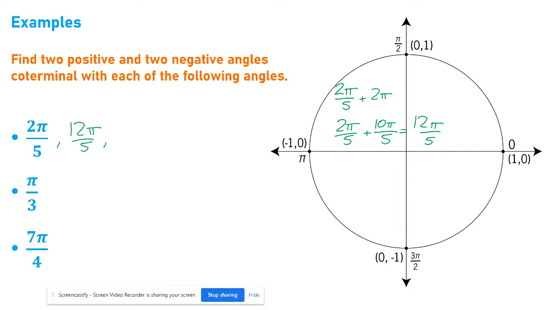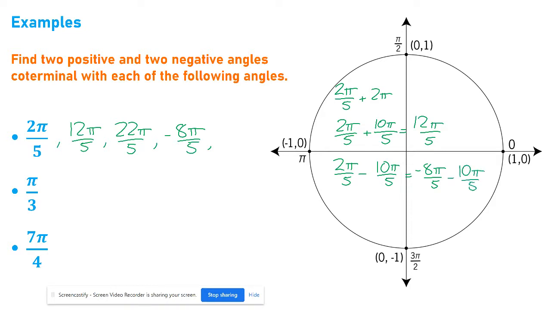If I add 10 pi over 5 again, 10 plus 12 is going to give me 22 pi over 5. To get my negative ones, I'm going to have 2 pi over 5 minus 2 pi, or minus 10 pi over 5. That would give me negative 8 pi over 5. And if I subtract 10 pi over 5 again, I'm sorry, then I will get negative 18 pi over 5.